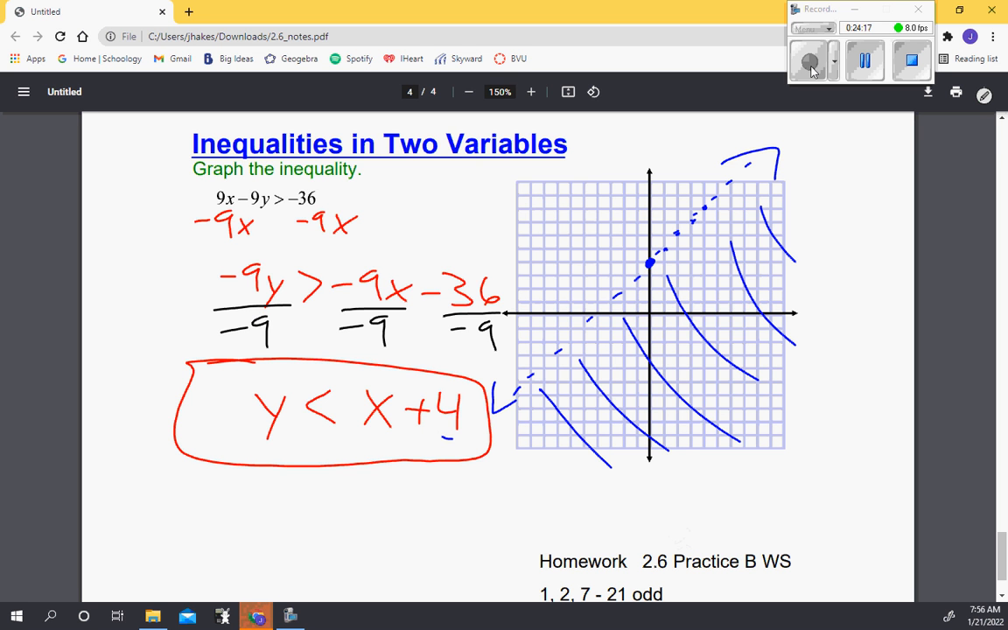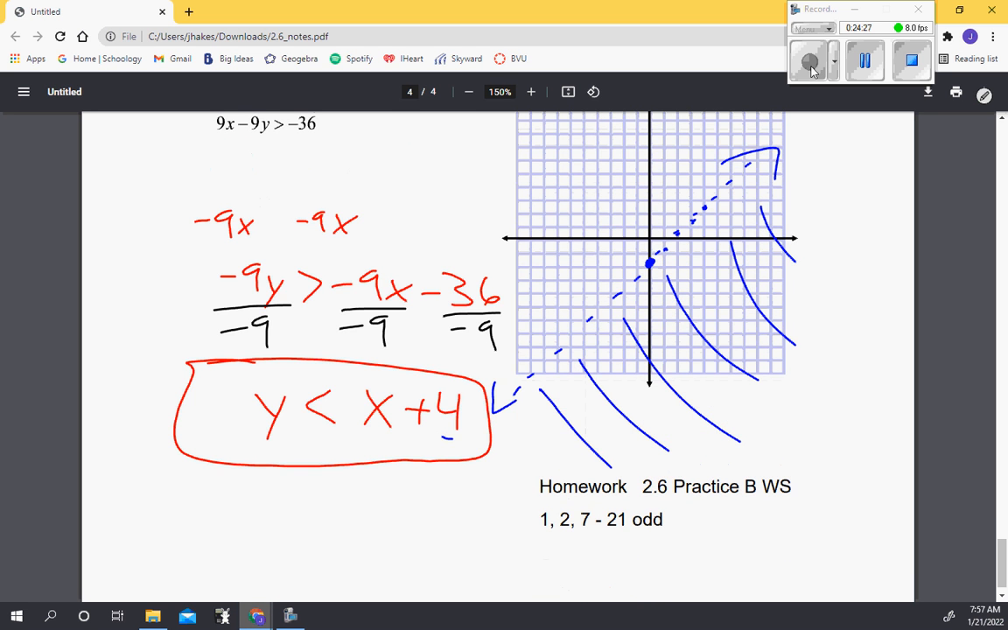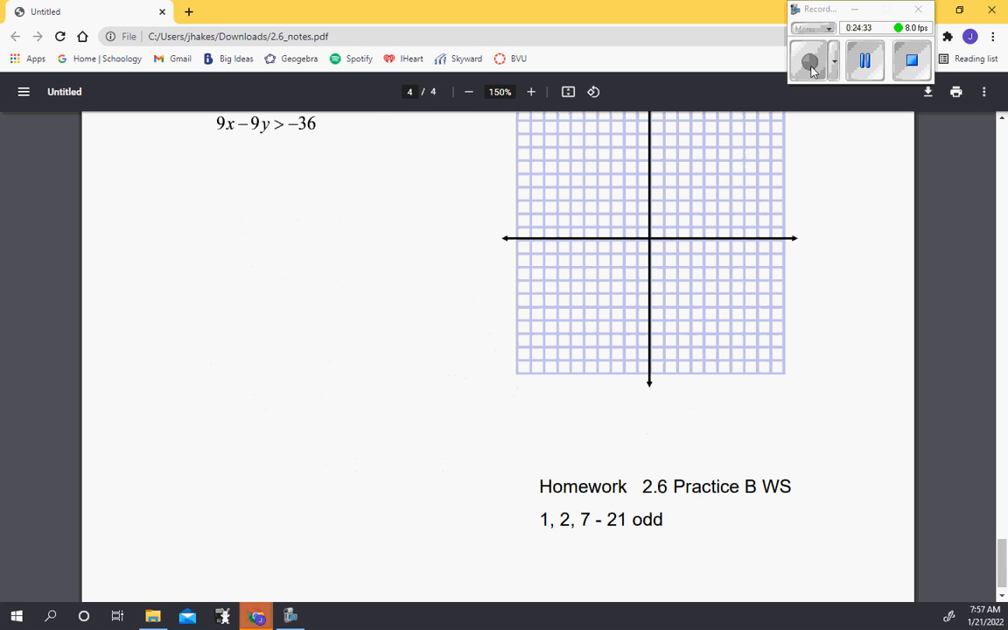Okay? Next is homework. Homework is at 2.6. Numbers 1, 2, and then 7 through 21. So if you just look at your notes, I'm going to pull up the homework on here.